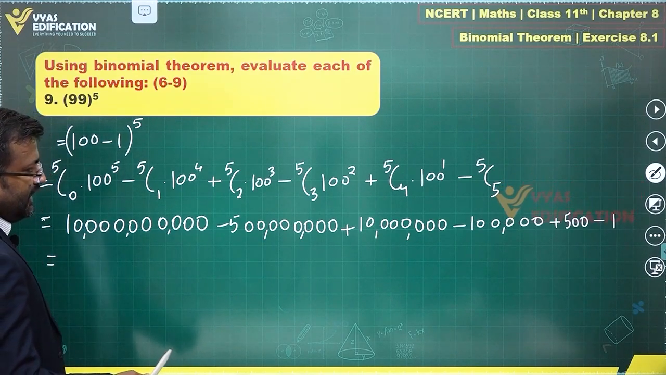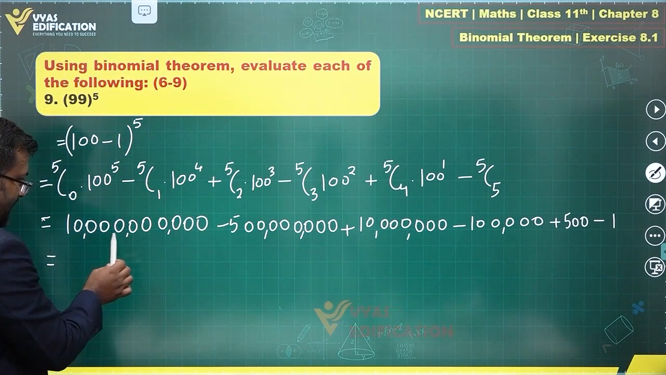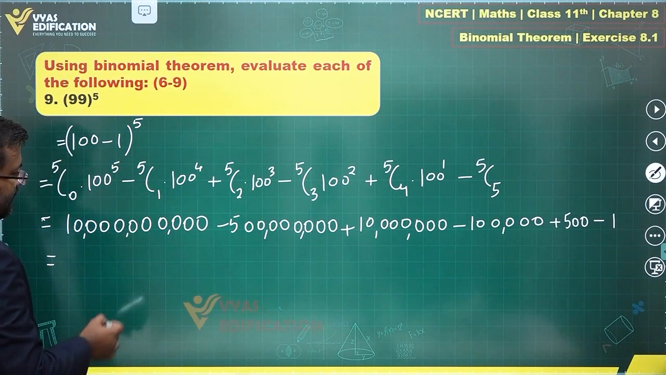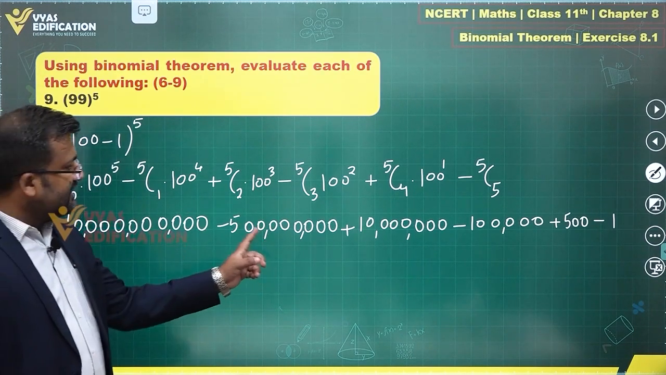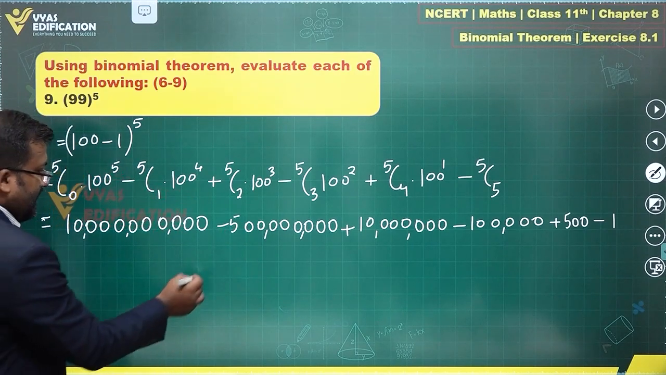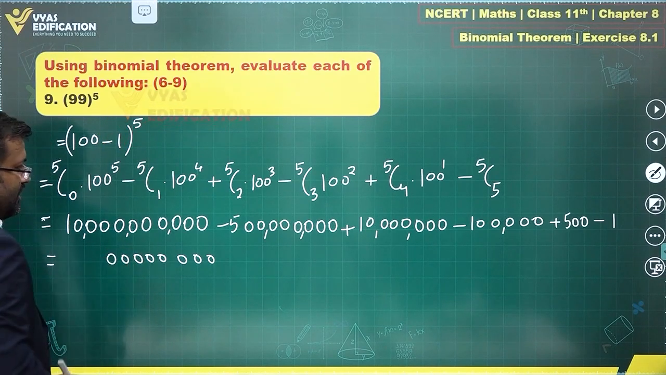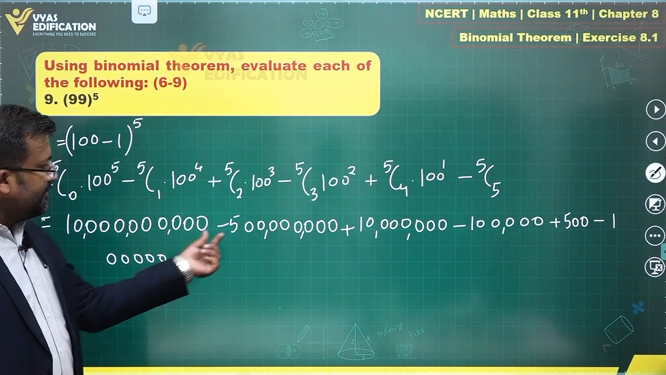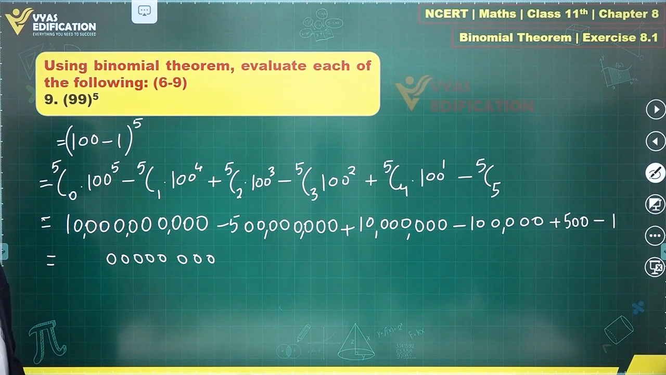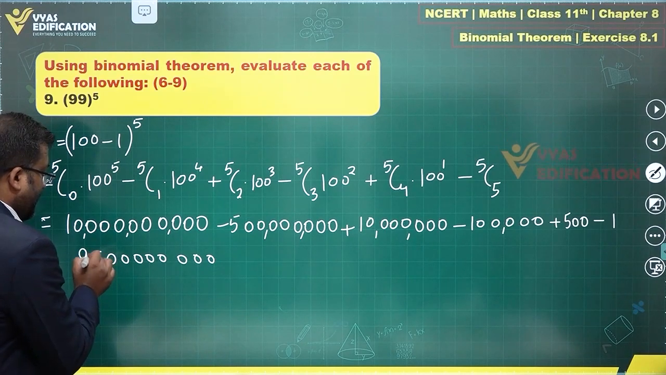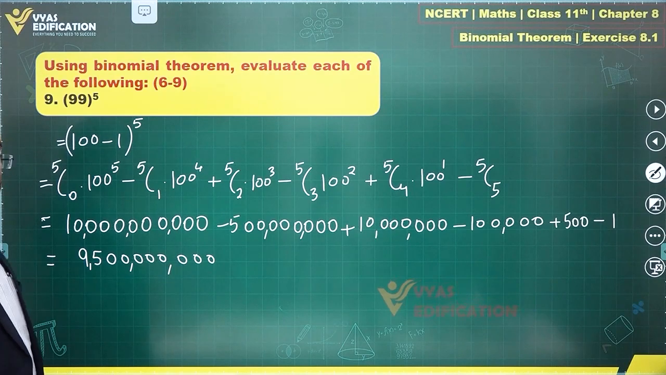What do we have? Here you have three zeros, and then a 500. So these zeros will remain as it is from the back: 3, 3, 6, 7, 8 zeros. And from this 100, you have to subtract a 5. That's what you're supposed to do. That will be 95 actually. This becomes 95. Is that okay? Yes.